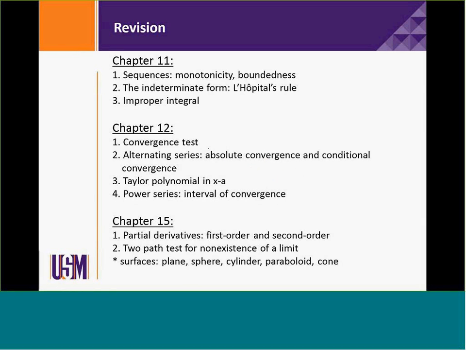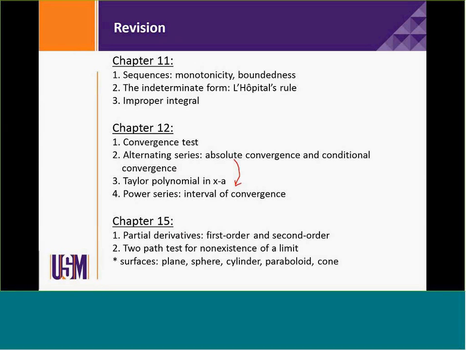Then chapter 12, the convergence test. You should know which test is suitable. We will not tell you which test to do. You can use any test, but it must be able to show whether it converges or diverges, the correct test. And then the alternating series, the absolute convergence and conditional convergence, because it is actually embedded in the power series here. The Taylor polynomial in x minus a, the power series, and how to find the interval of convergence.